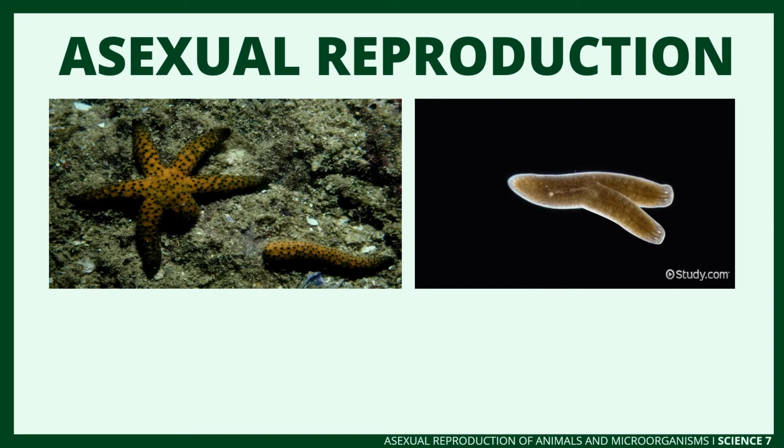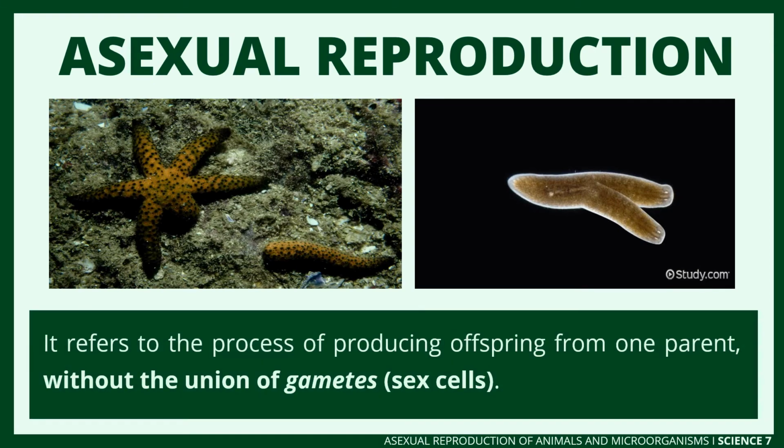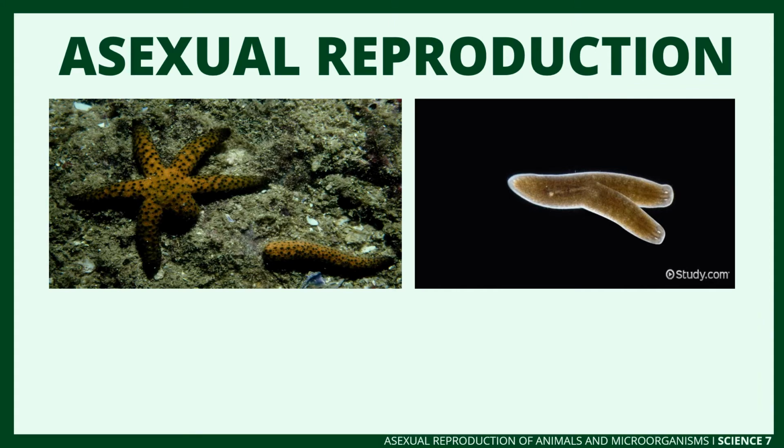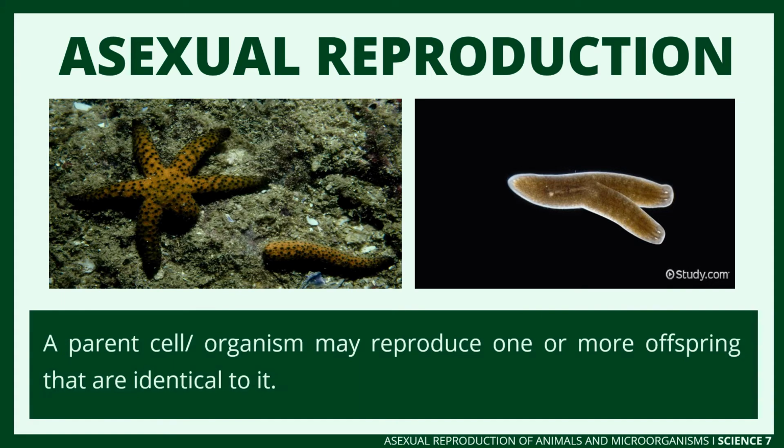Asexual reproduction is the mode of producing offspring with only one parent without fertilization of gametes. In asexual reproduction, the parent organism can produce more than one offspring which are genetically identical to it.